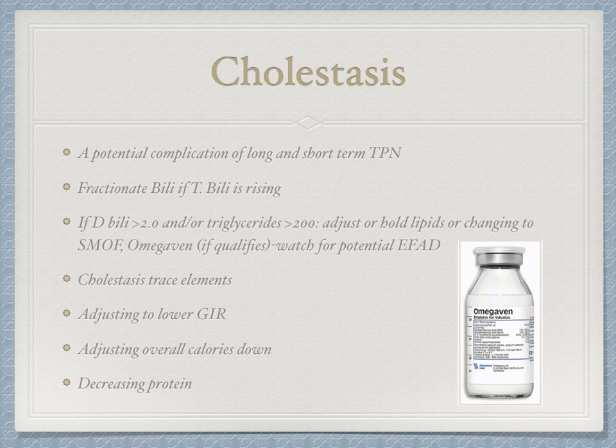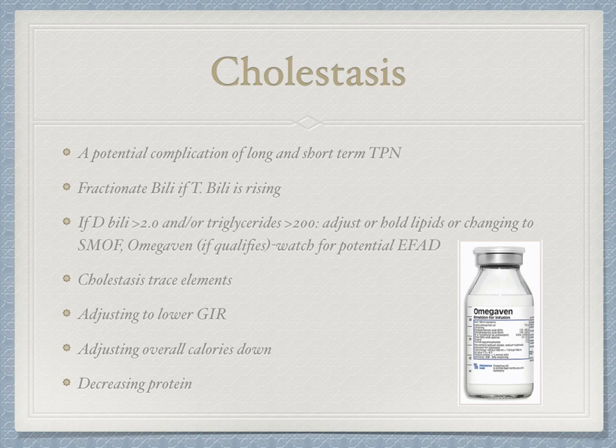One of the things that we're monitoring for in adults and children is cholestasis. This is a potential complication of long and short-term TPN. I've seen kids get cholestasis within 3 to 4 days of starting TPN if their body is really medically compromised. If that's the case and you see a rising total bilirubin, request to have the bilirubin fractionated so that you can see the direct bilirubin.